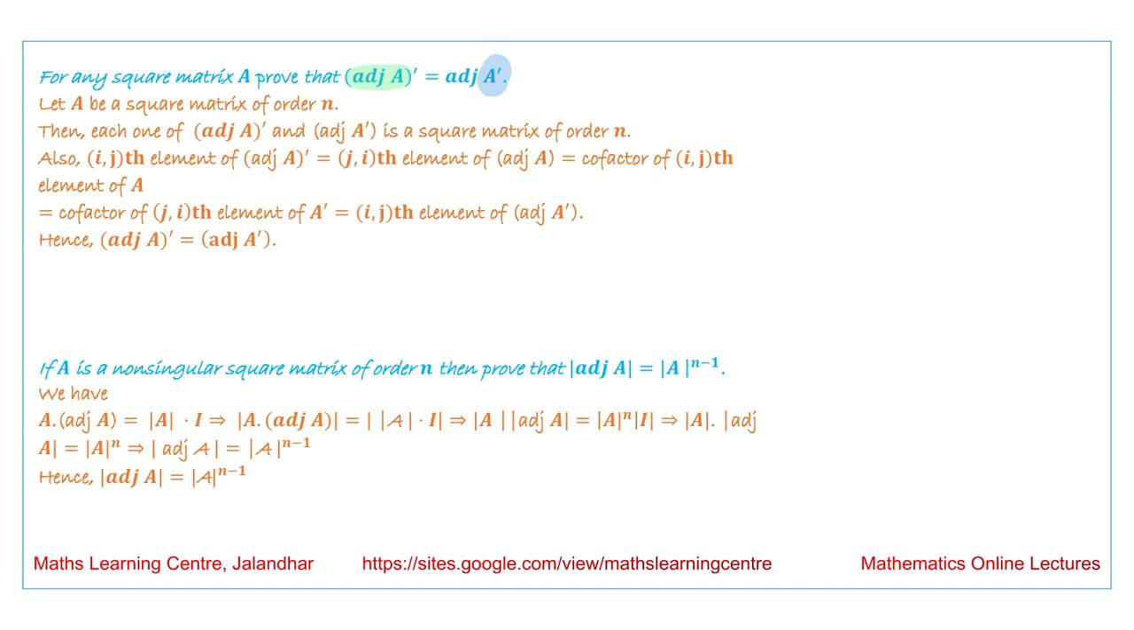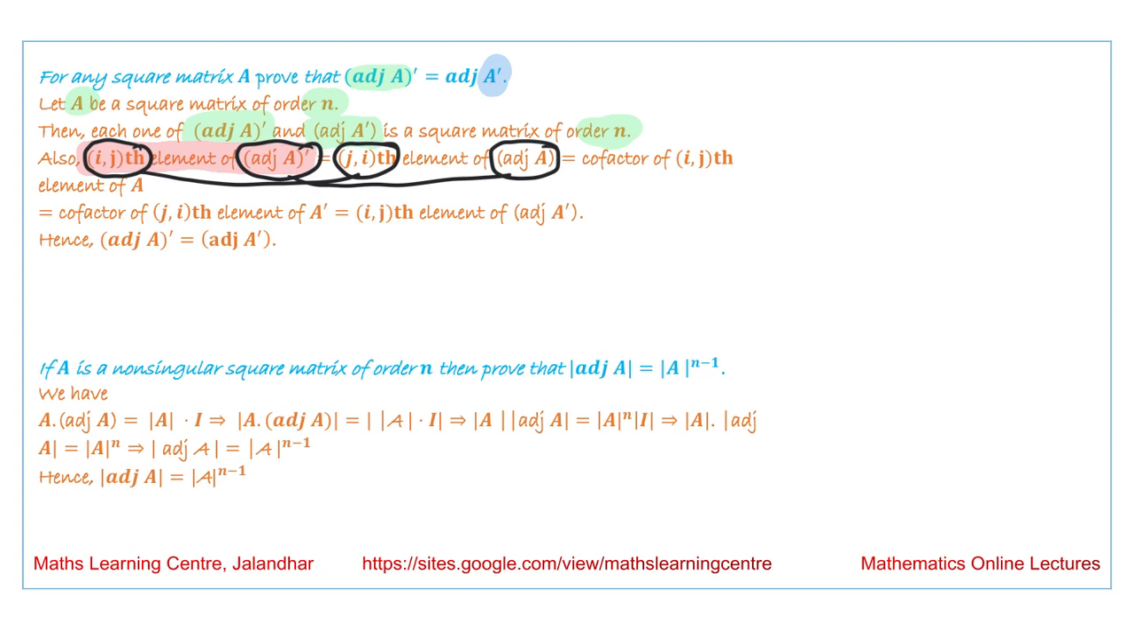To prove this result, suppose A is a square matrix of order n. Then adjoint A transpose and A transpose adjoint both are square matrices of order n. This is clear to us. Next, the ijth element of adjoint of A transpose is the jith element of adjoint of A, and that is equal to the cofactor of the ijth element of A.